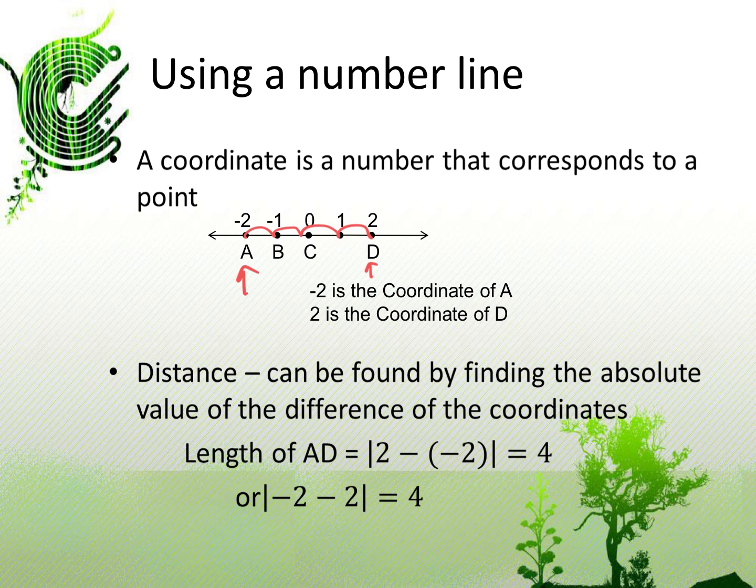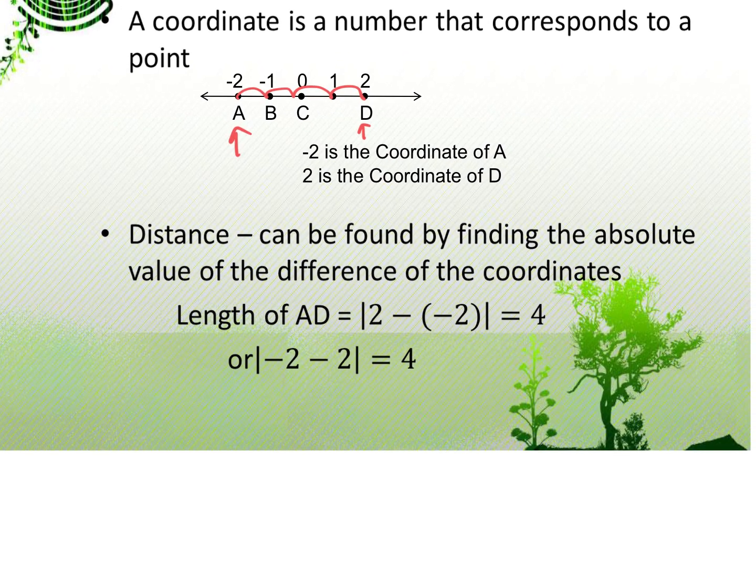However, let's say they didn't give me the visual and give me the number line, and all they gave me was this. Then what I'm going to do is apply this. And I'm going to find the difference of the coordinates and then find the absolute value. Now, you could either subtract the larger coordinate from the smaller or the smaller from the larger, because it doesn't matter because you're finding the absolute value.